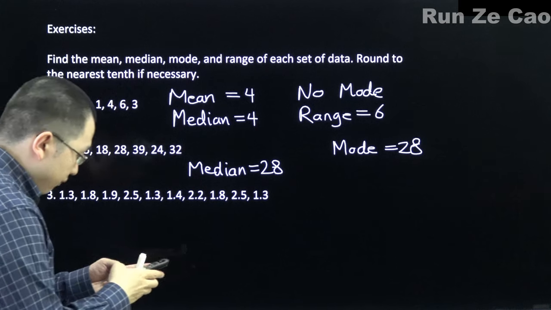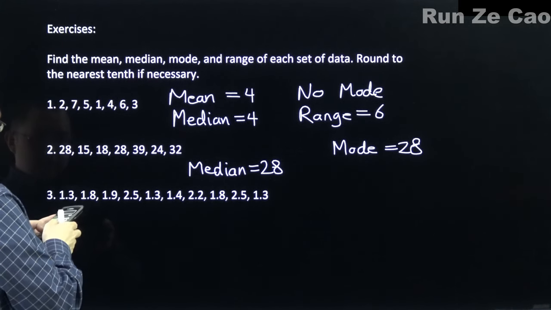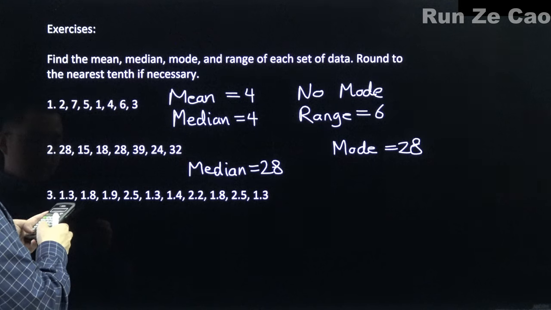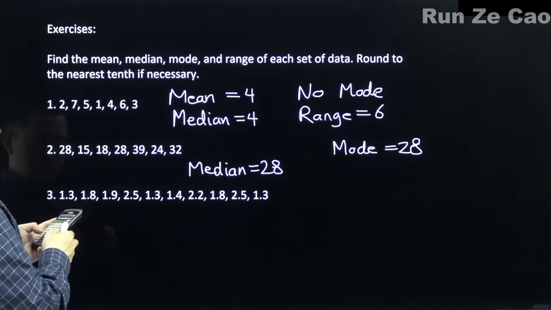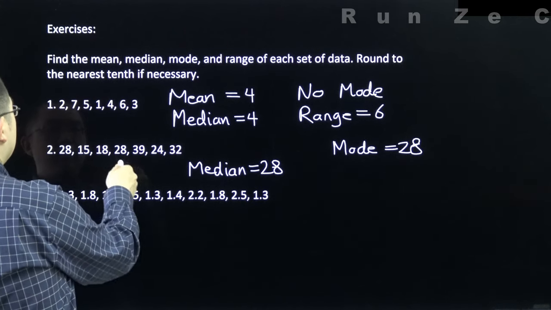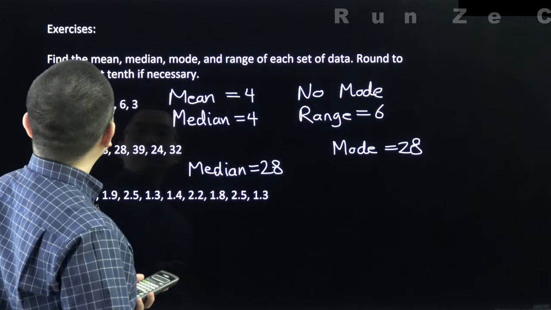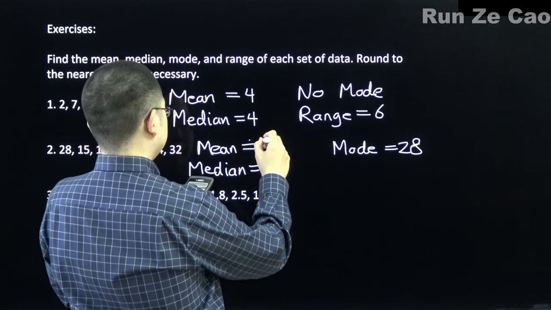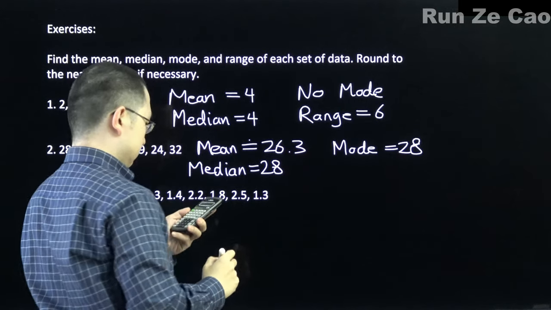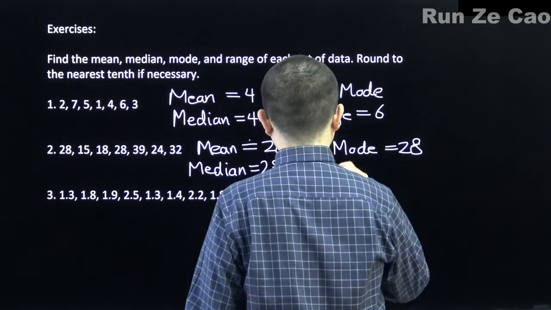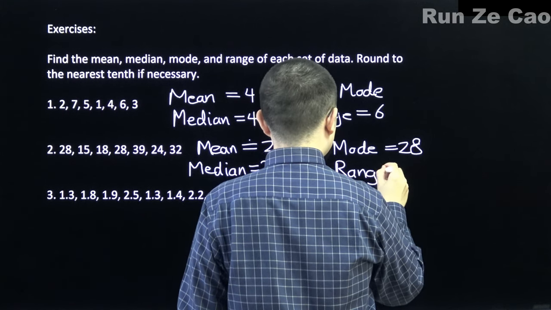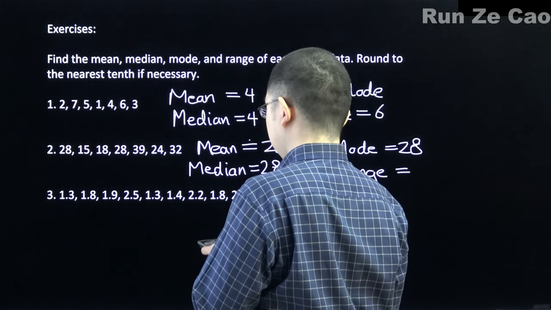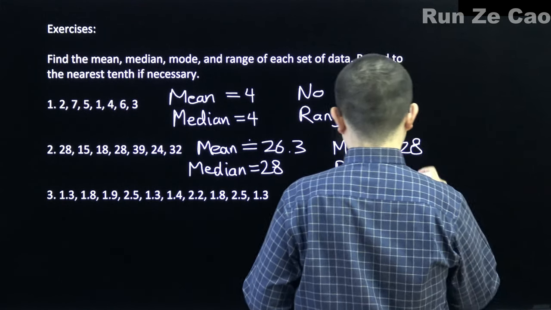Now for the mean, we add these up. 15 plus 18 plus 28 plus 28 plus 34 plus 24 plus 32 equals 184. And we divide that by our 7 data points. So round to the nearest tenth if necessary. Well, then that means the mean is approximately 26.3. Now the range is equal to the greatest number minus the least number. That means 39 minus 15, which is 24.